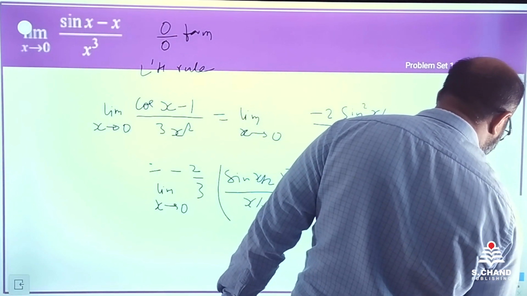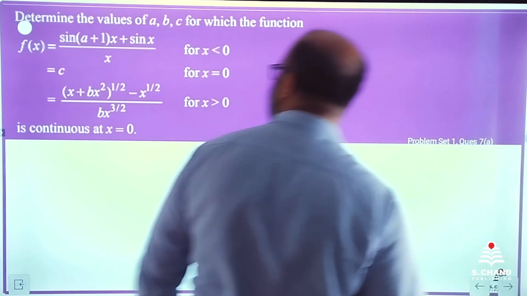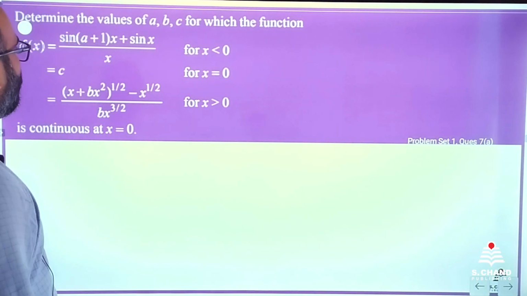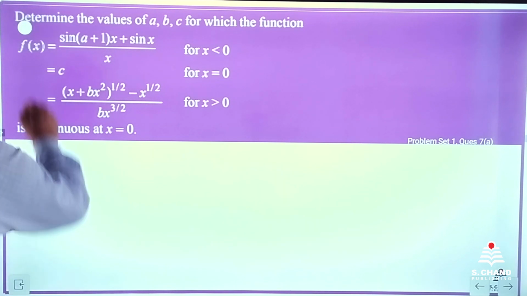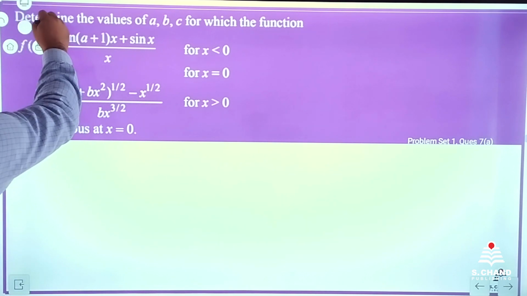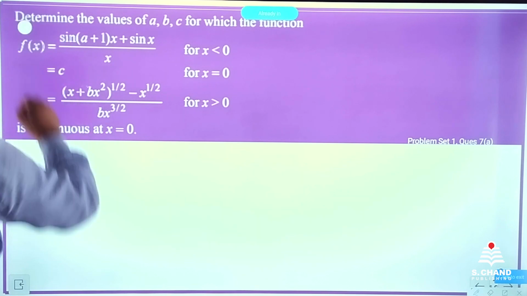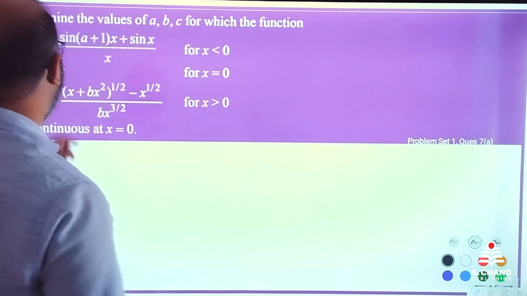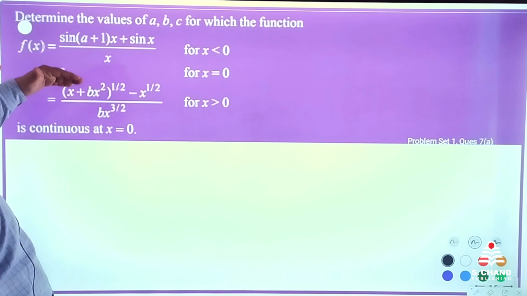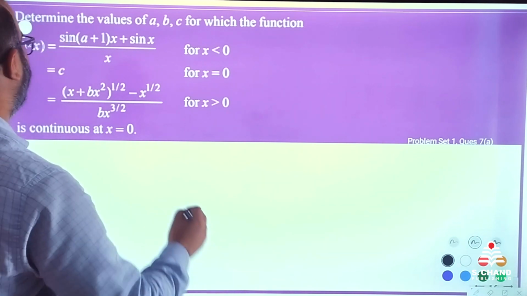Now let us come to the next question. Determine the values of a, b, c for which the function is continuous at x equal to 0. If it is continuous at x equal to 0, what do we have to keep in mind? We have to keep in mind that the left hand limit is equal to the right hand limit is equal to the value of the function at the point.